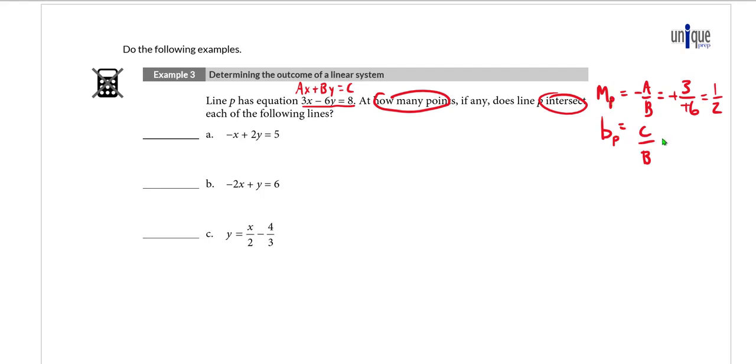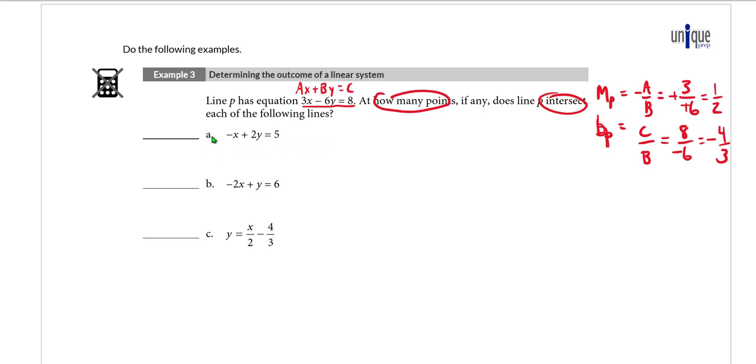My y-intercept of line P is going to be 8 over b, which is negative 6, and that is going to reduce to negative 4/3. Negative 4/3 is the y-intercept of line P.